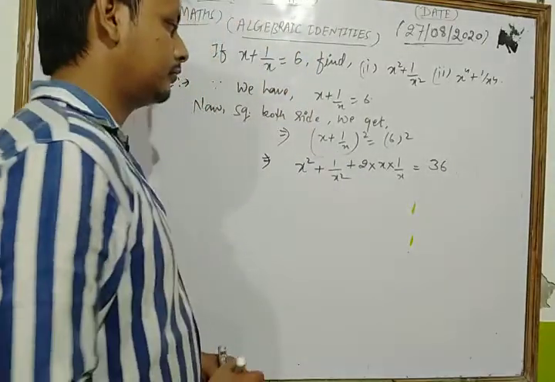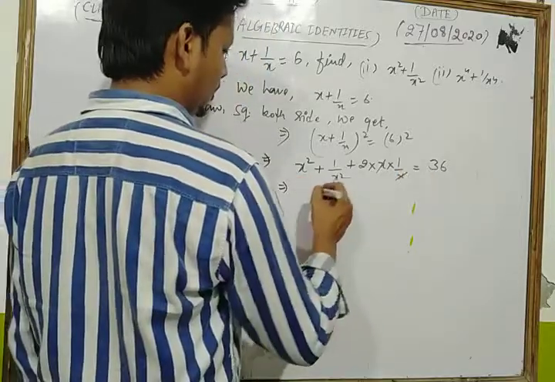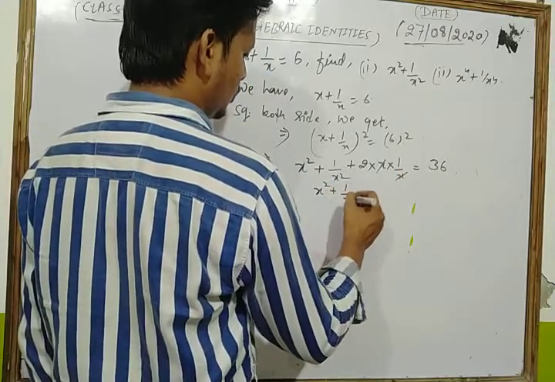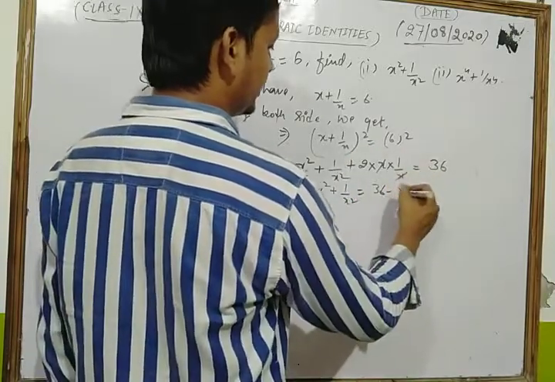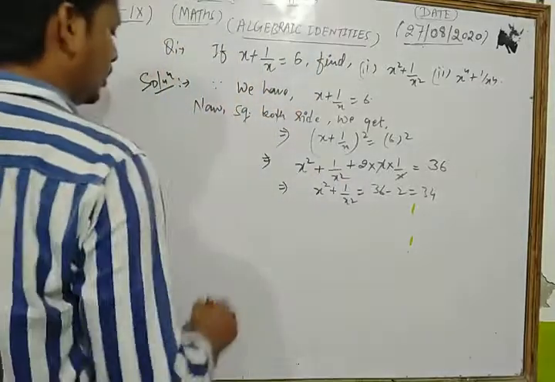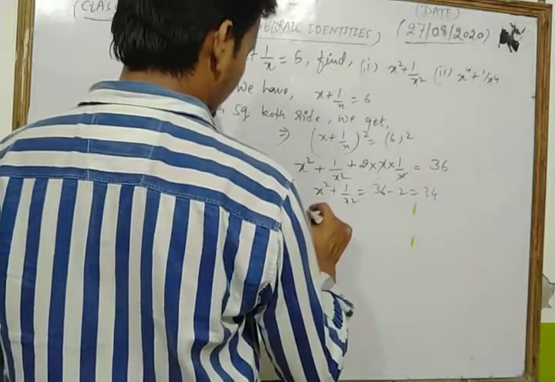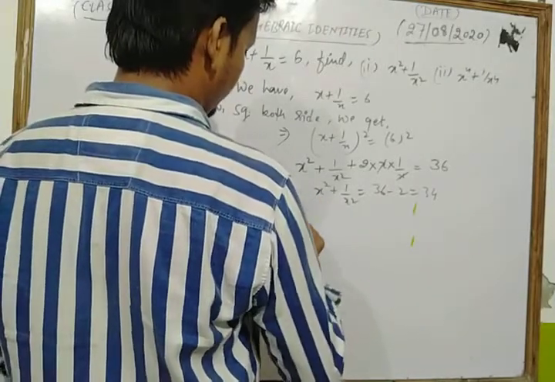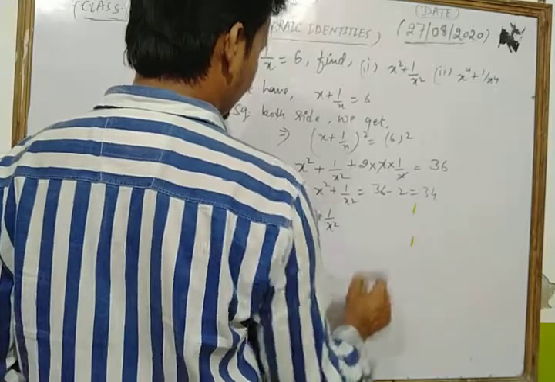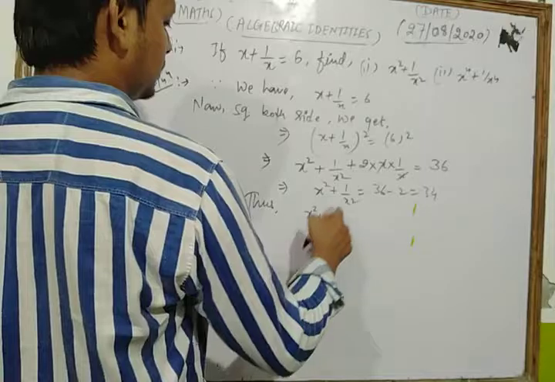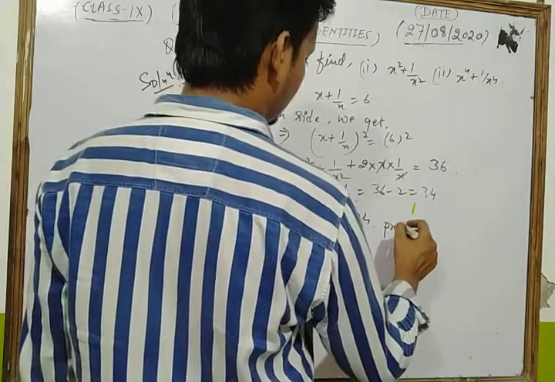6 sixes are 36. Now we solve it. The x cancel each other, so we get x square plus 1 upon x square plus 2 is equal to 36. We transfer 2 to the other side, so we get 34. Thus the value of x square plus 1 upon x square is equal to 34. Hence we proved the first part.